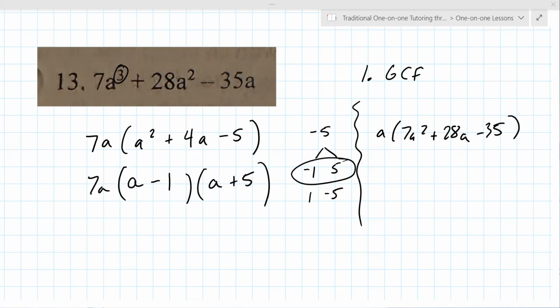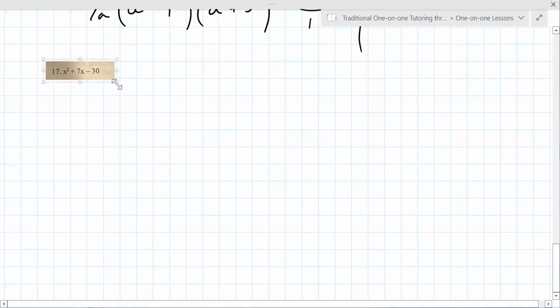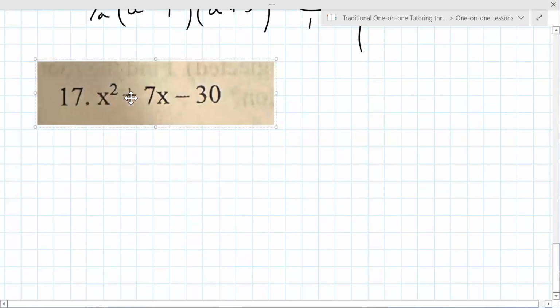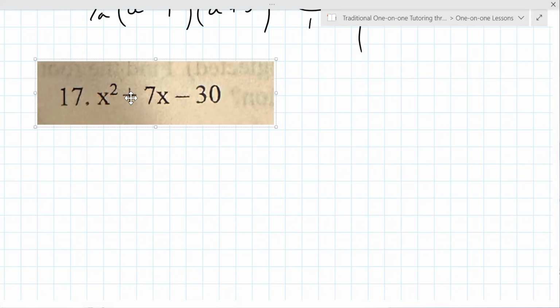Let me have you try 17 really fast here. Try this one on your own, please. x squared plus 7x minus 30. There's no GCF. And then, so it's 30. Make the tree thingy.